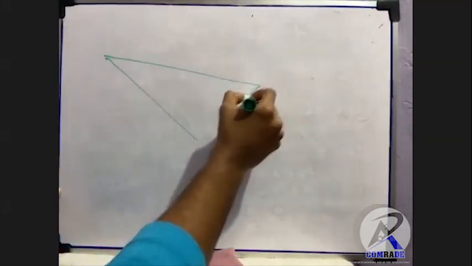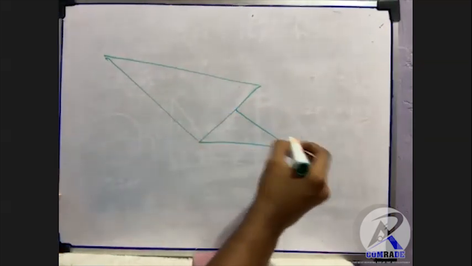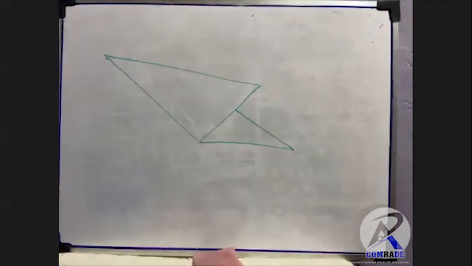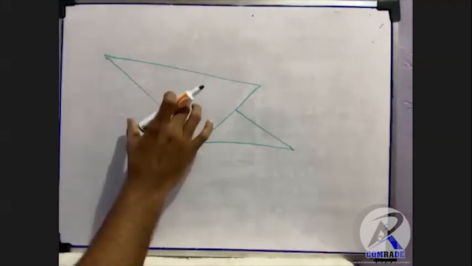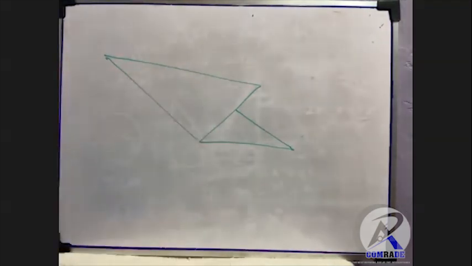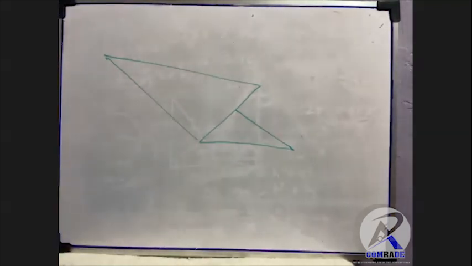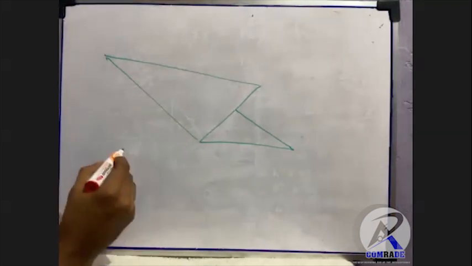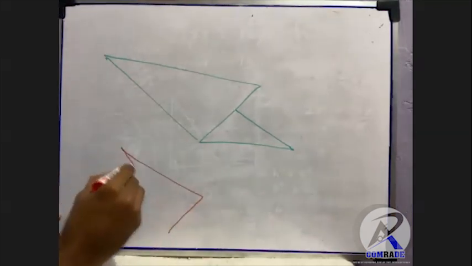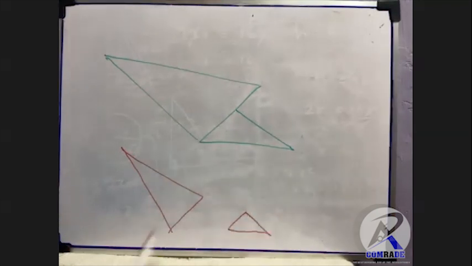Equiangular triangles means all angles are equal in both triangles, but they are different in size. This is the large triangle, this is the small triangle, but all angles inside, in whatever manner, are equal. I'll separate both and draw them so that it will be easy for me. So one is this, the other one is this. And they have given some information.